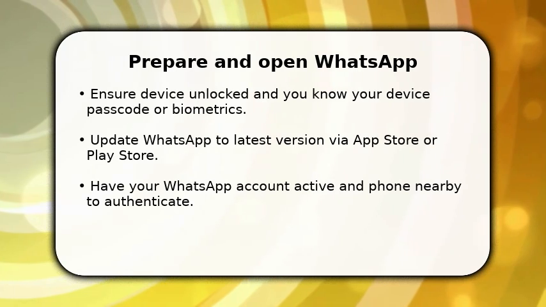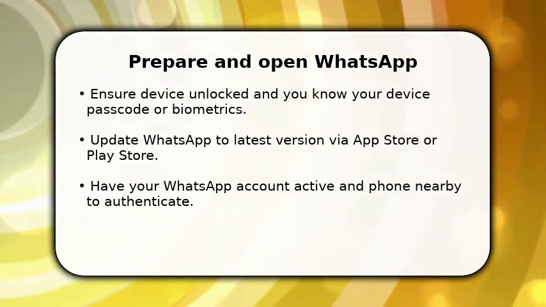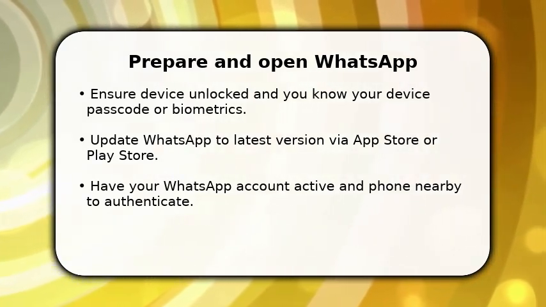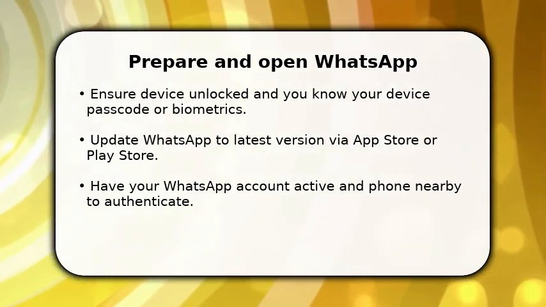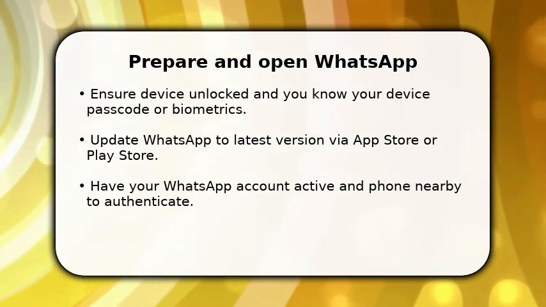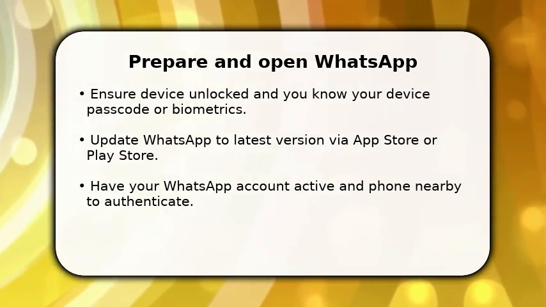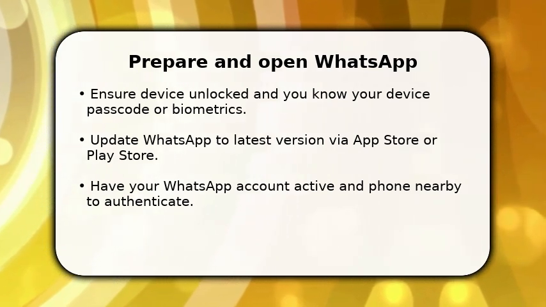You start by unlocking your phone and confirming WhatsApp is up to date. This avoids missing UI options. Once done, open WhatsApp and tap the three dots on Android or the Settings tab on iPhone. You need to reach Account, then Privacy, to find the screen lock or Passkey control.